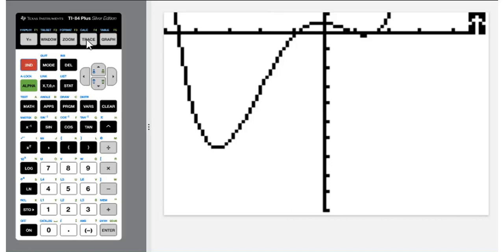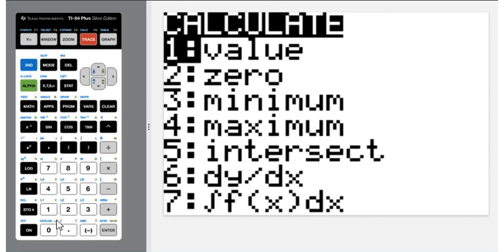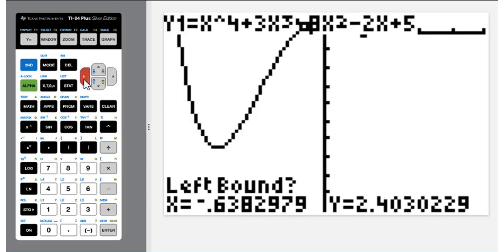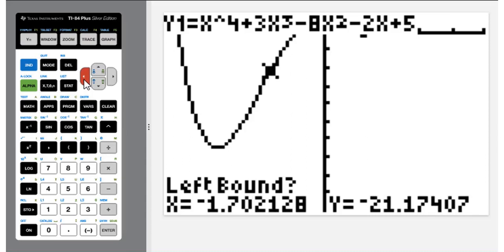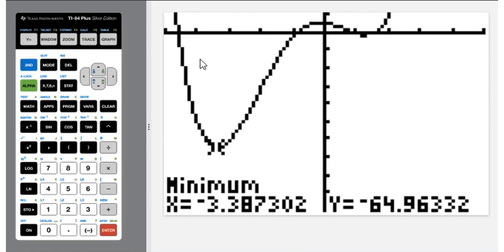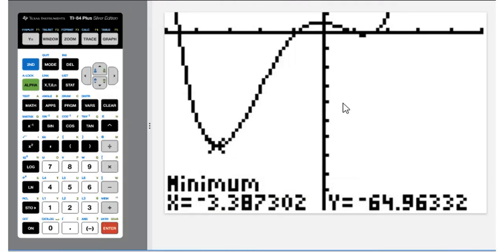So we do second trace. Minimum is 3. Move the arrow to the left side of this minimum point. Then put enter. Then right bound, move the arrow to the right side of this minimum point, enter. So we figured out all maximum and minimum points for this polynomial function.